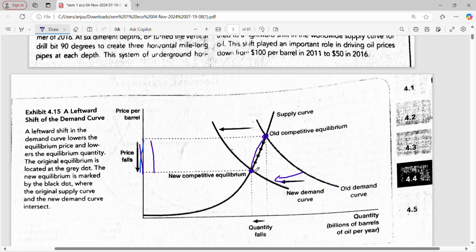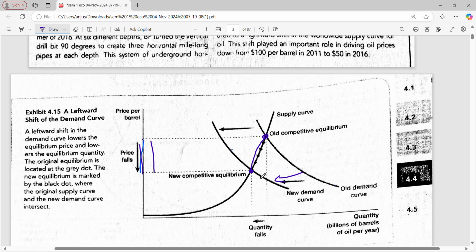And the fall in price causes the quantity supplied to fall. As the prices decrease, the suppliers will reduce the quantity supplied because they are not making much profit with the decreased price. So with the fall in demand, it led to the fall in supply. It led to the decrease of the price. Quantity supplied decreased.